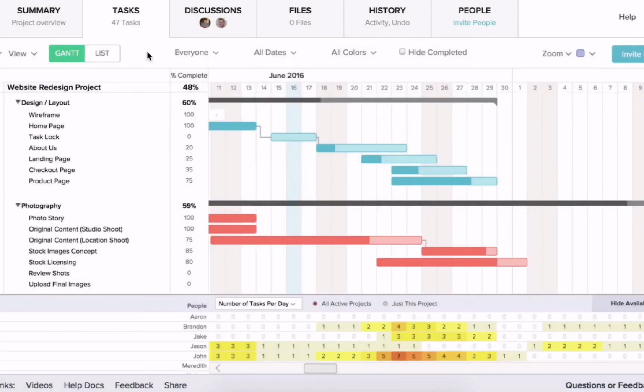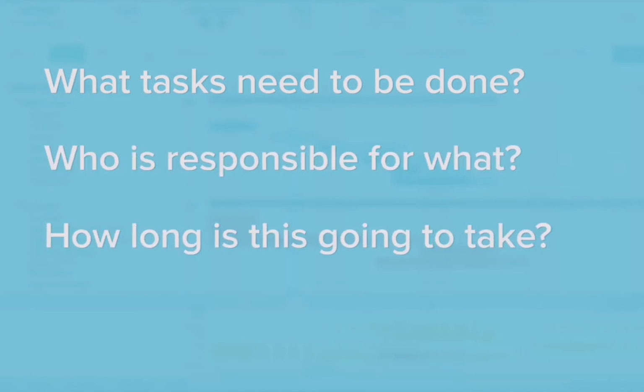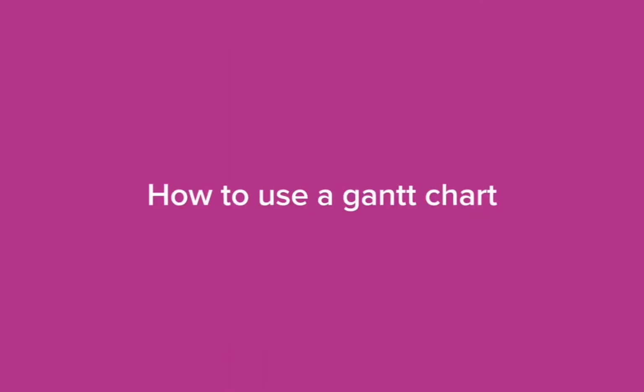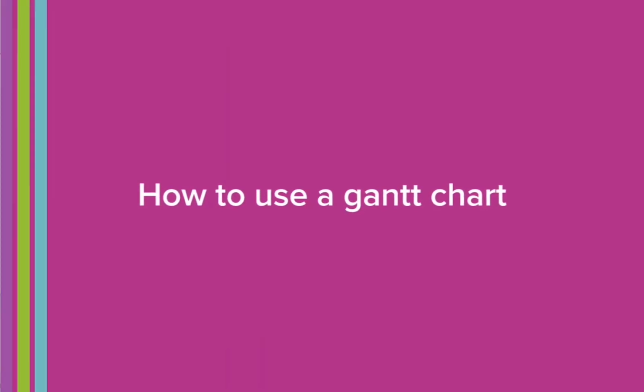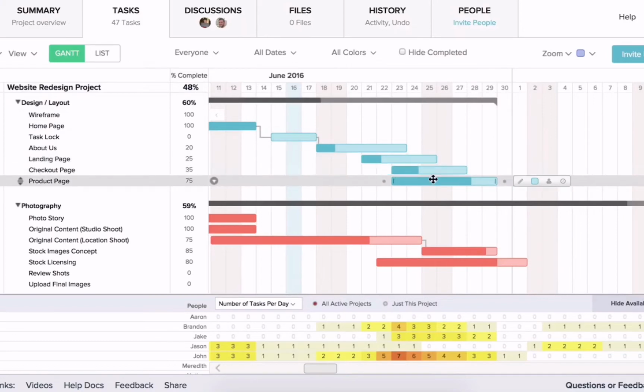So you have a new project starting and there are a lot of questions that need to be answered, like what tasks need to be done? Who is responsible for what? How long is this going to take and how can we track our progress? A Gantt chart is a great way to visually see your entire project from start to finish.